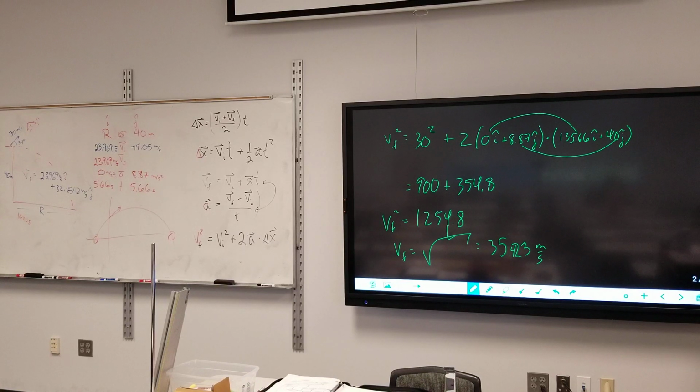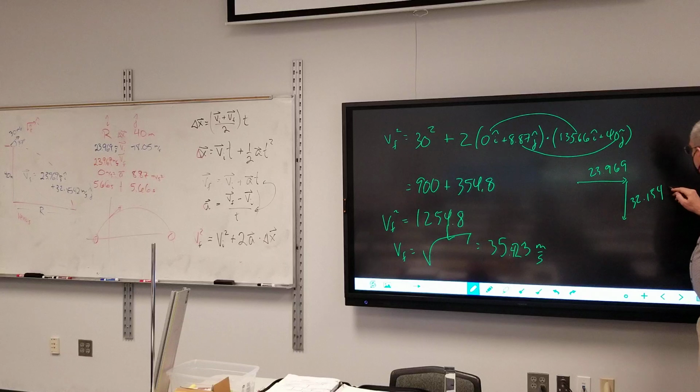What is polar form? What information is given to you in polar form? Direction and magnitude? Yeah. So the final speed is just the magnitude piece of it. So over there I've got 23.969 going to the right, and then I have 32.1542 going down.